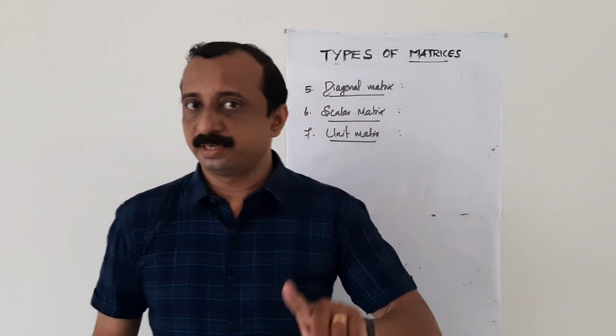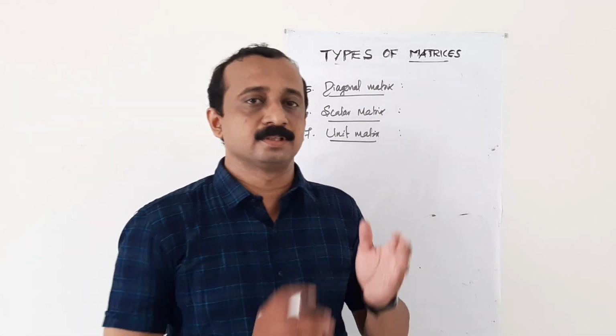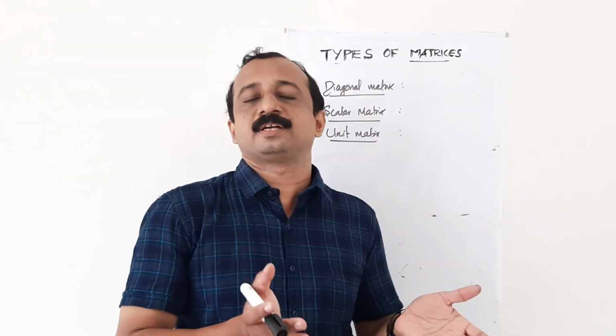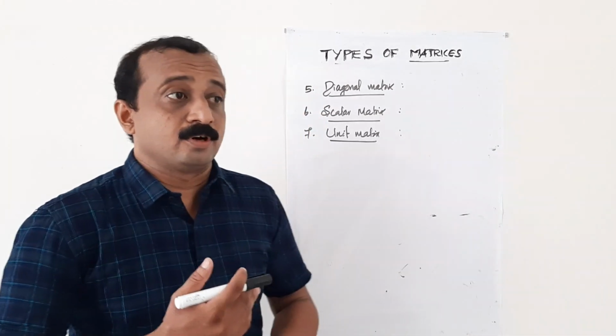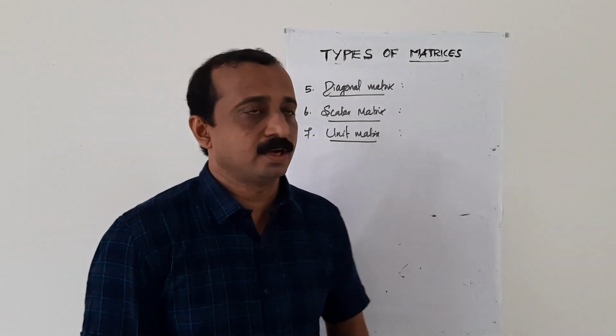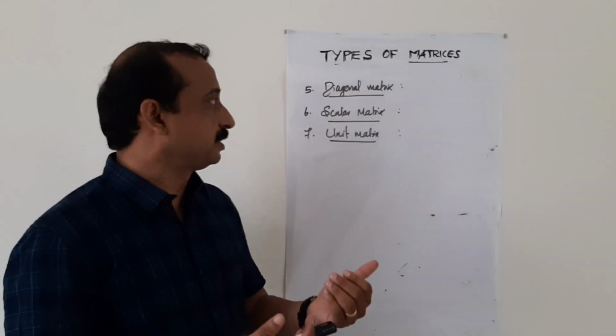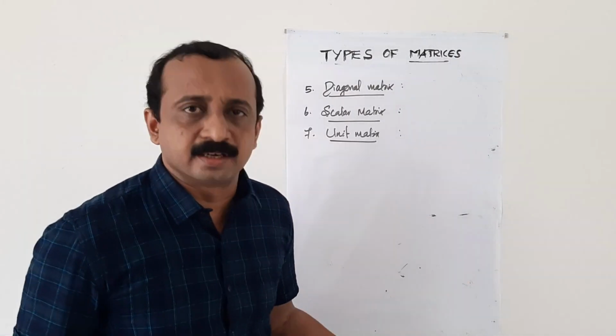Row matrix, any 1 by n matrix. Column matrix, m by 1 matrix. Number of rows and number of columns not equal, such type matrix is called rectangular. Number of rows and number of columns equal, that type matrix is called square matrix. Now define what is a diagonal matrix, what is scalar matrix, and what is unity matrix.